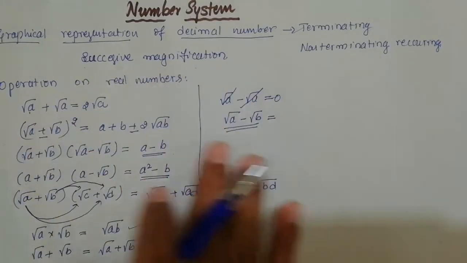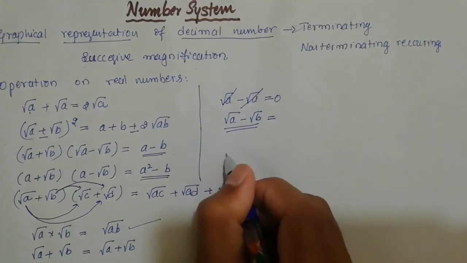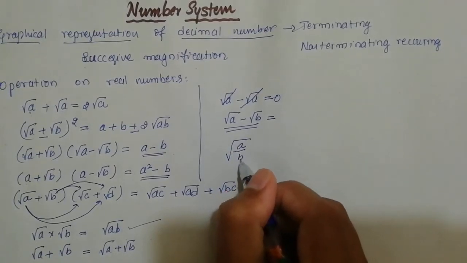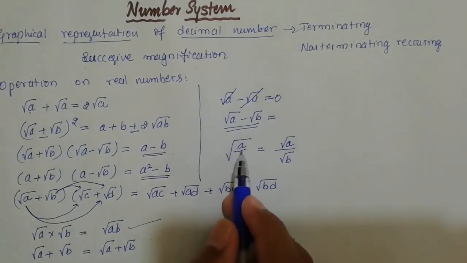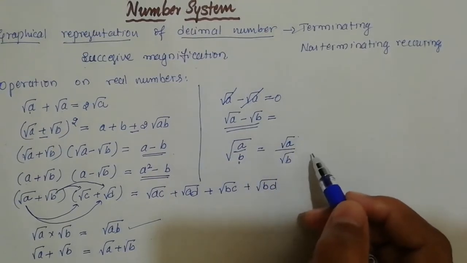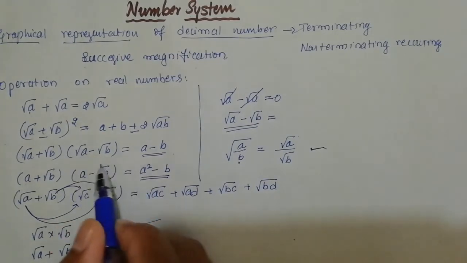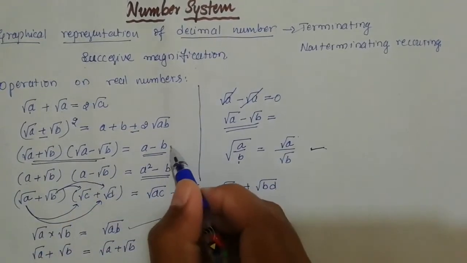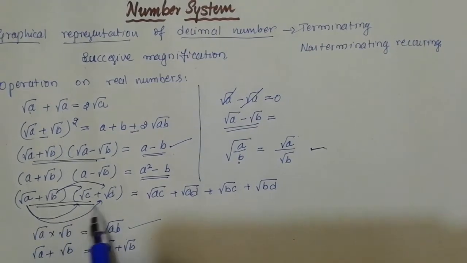So these are some very important formulas related to operation on real numbers. One more formula is related to division. Root of a by b can be written as root a divided by root b. Remember, if it is applied to a fractional number, you can split the root for both numerator and denominator separately. This is also one of the important formulas related to operation on real numbers. We have solved so many questions related to this. If it is in this form, directly we can write a minus b, that will become the answer. Most probably we have solved the problems based on this one.